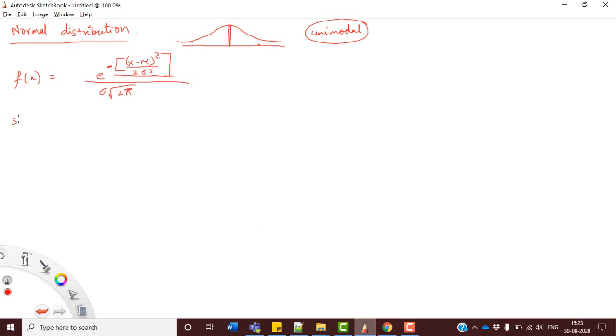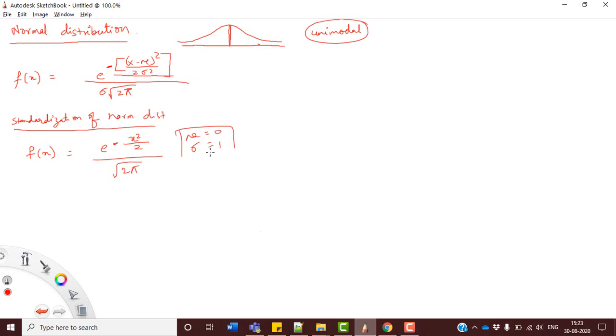Right. Now when we do a standardization of normal distribution, the function differs a bit. It becomes e to the power minus x square by 2 divided by root over 2 pi, because mu equal to 0 and sigma equal to 1, which brings out the concept of z. Okay, because every mu and every sigma will have a different normal curve.